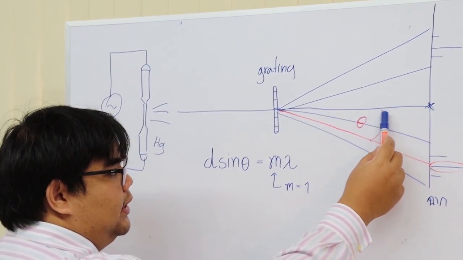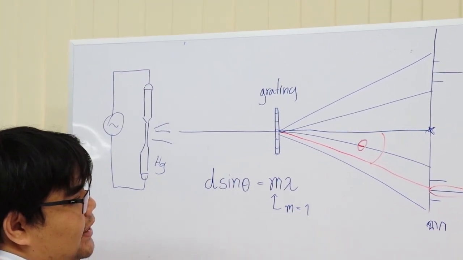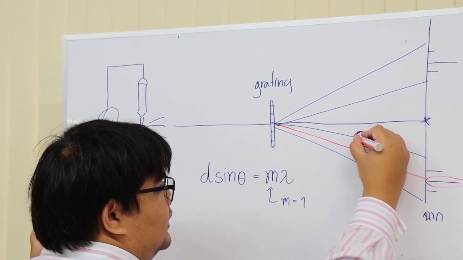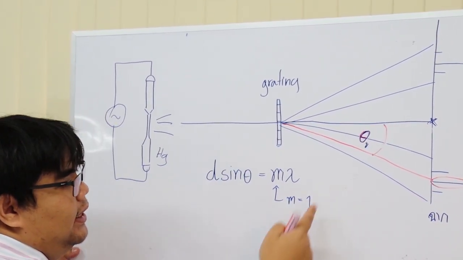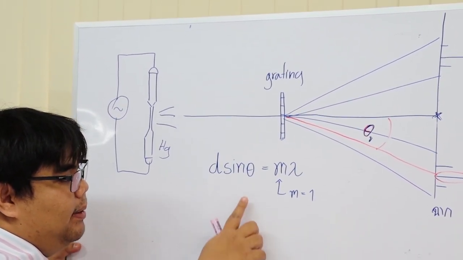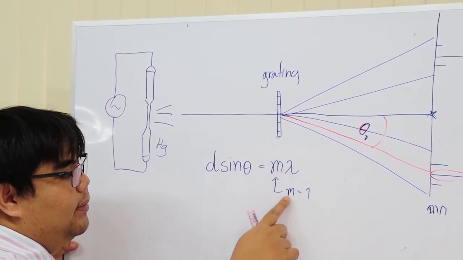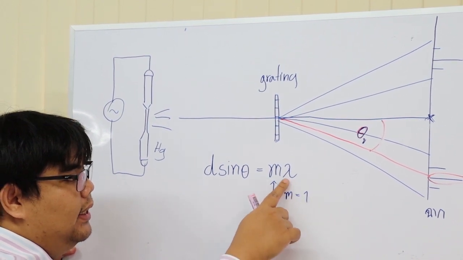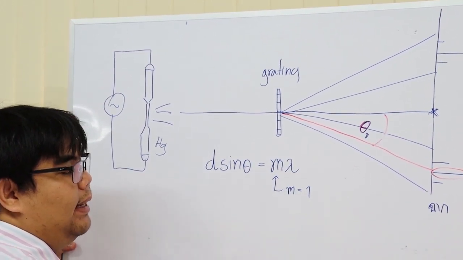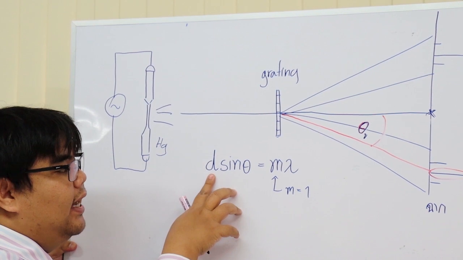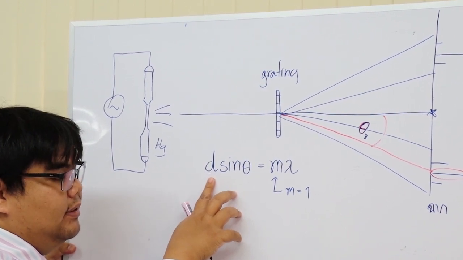This line makes an angle theta to the central line. The equation that explains the behavior is d sine theta equals m lambda, with m equal to 1 in this case. Lambda is the wavelength of light, and d is the length between lines in the grating.